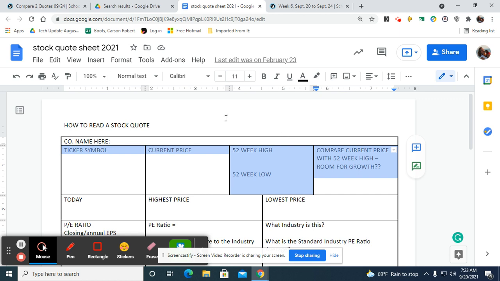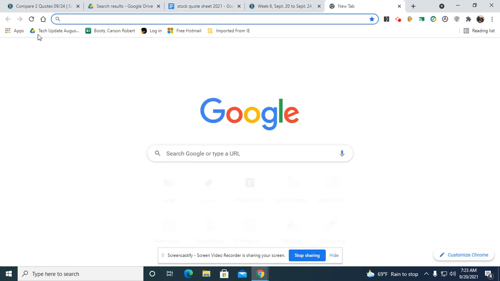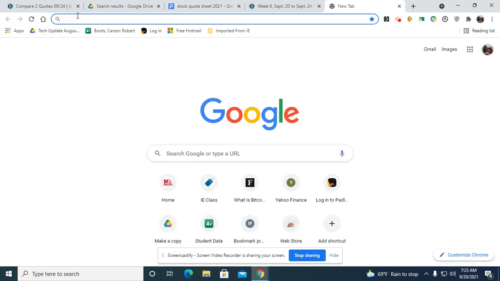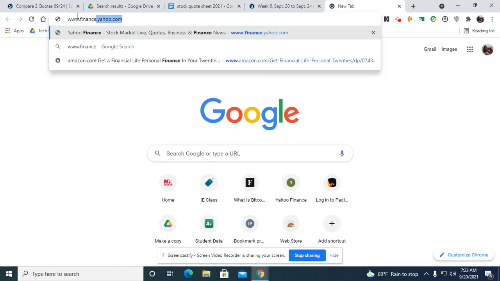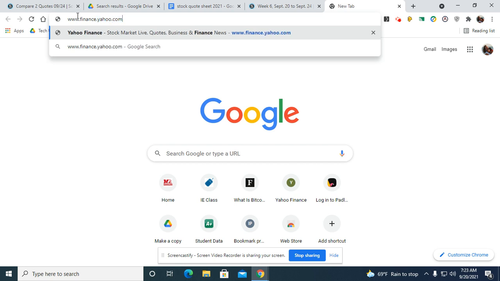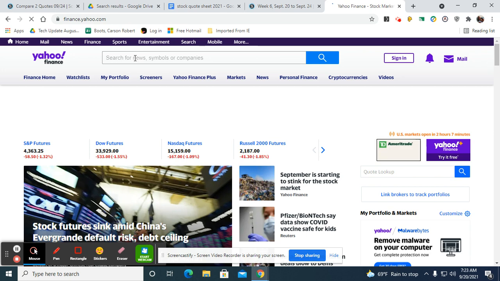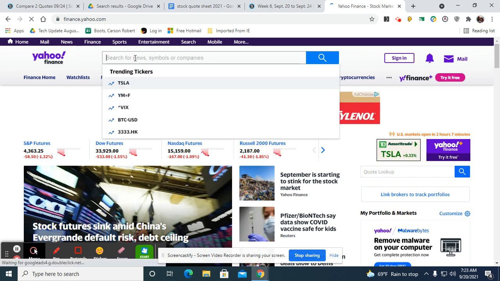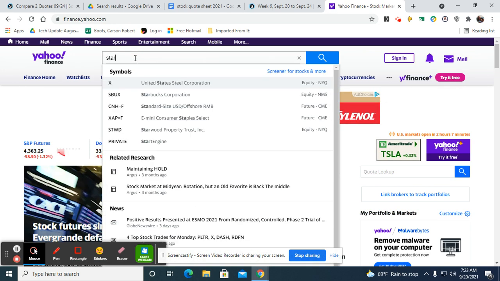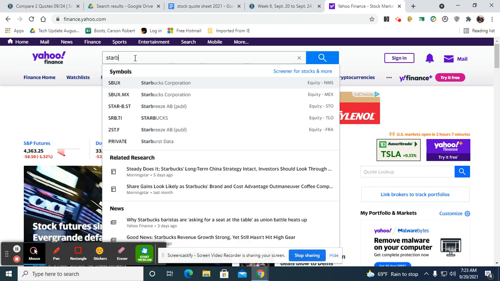So we're going to look up Starbucks. So I'll just do a new window. You want to go to www.finance.yahoo.com. So again, that's www.finance.yahoo.com. That's where you'll always go to look up stock quotes. Then you go into the search box and you can key in the company that you want to look up. And as you start keying it in, you're going to see it gives you that corporation.